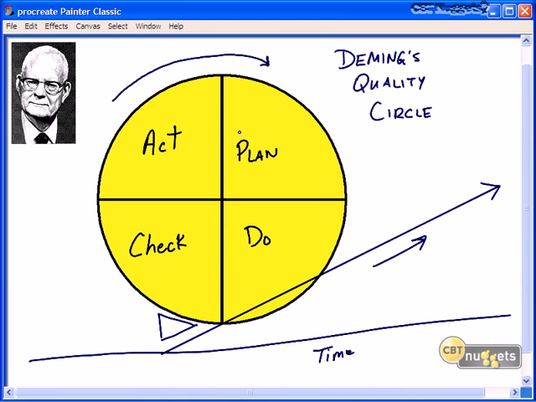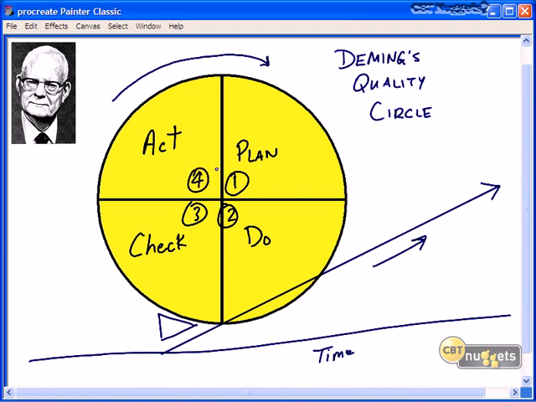So first of all, we plan. This is step one. Planning involves designing or revising the business process components to improve the results. Then, secondly, we do. We put the plan into place. We put it into action. We implement it, and then we measure its performance. And then thirdly, we check. Okay? We assess the measurements, and we report the results to the decision makers.